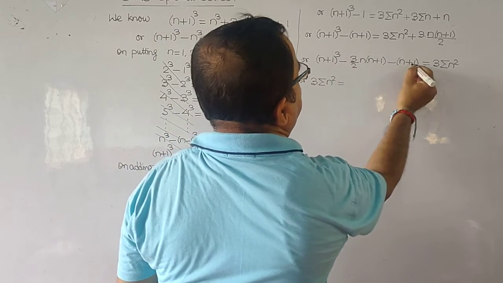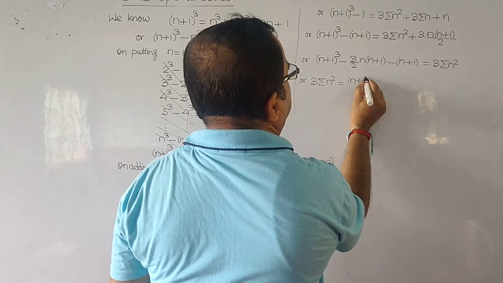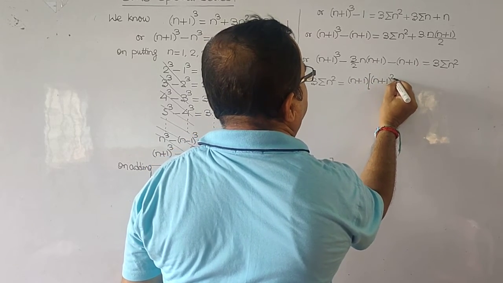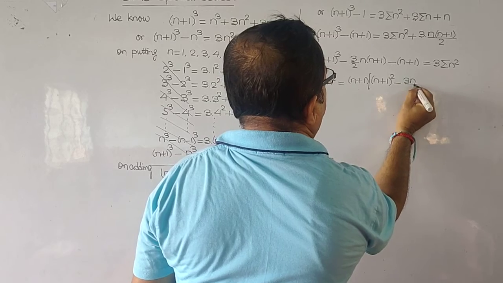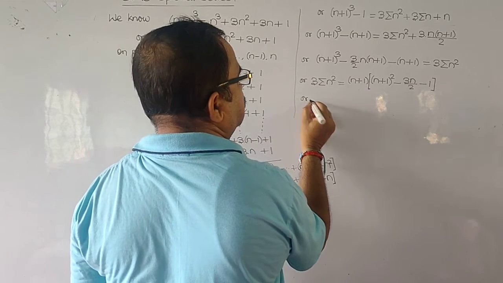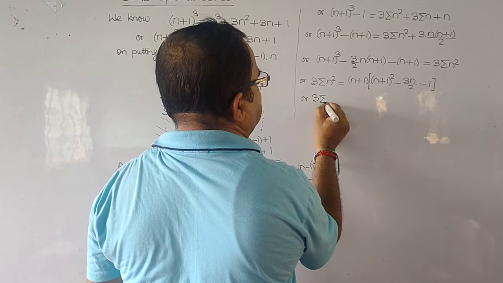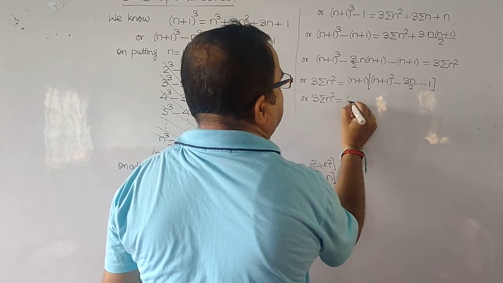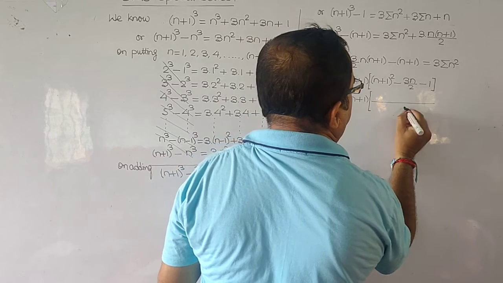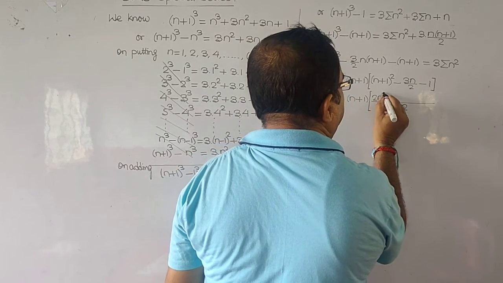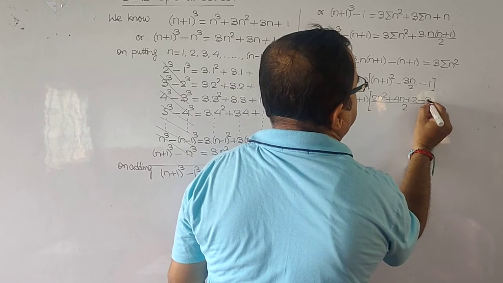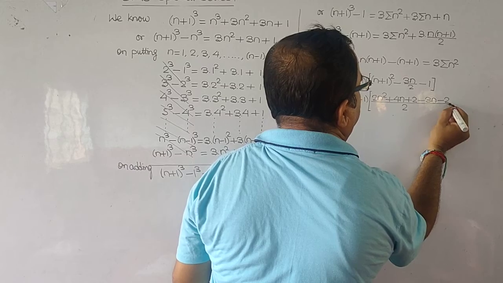You can take n plus 1 as common. The remaining is (n+1) whole square minus 3n by 2 minus 1. Simplify this. 3 summation n square equals (n+1) times, taking LCM, 2n square plus 4n plus 2 minus 3n minus 2.